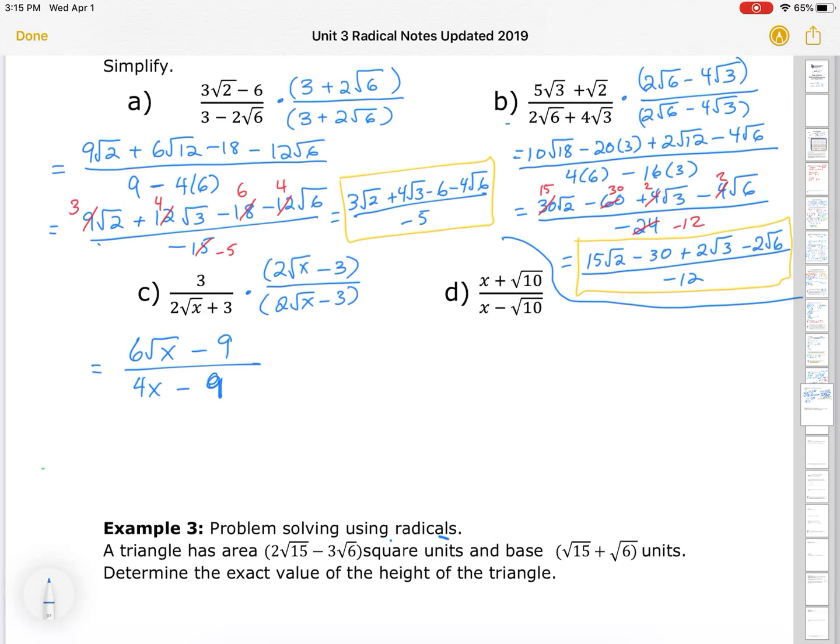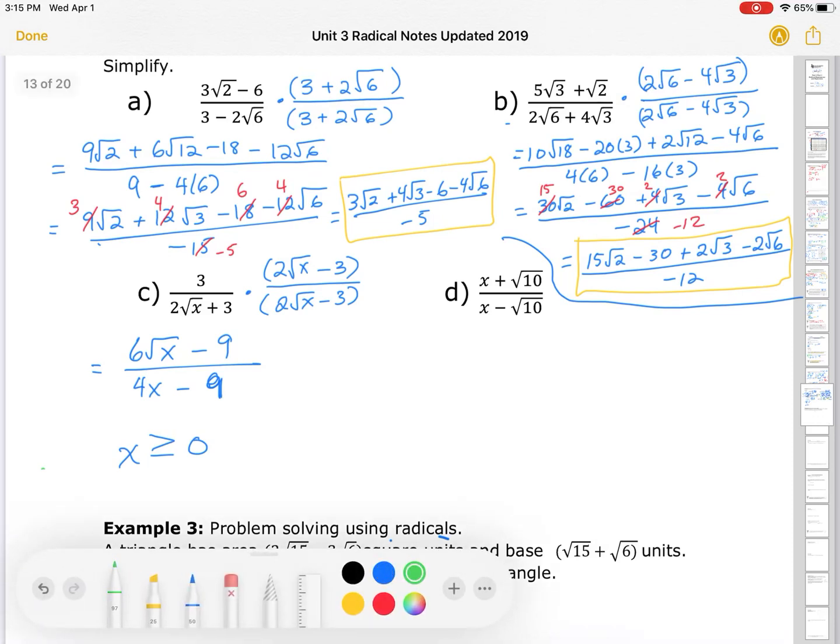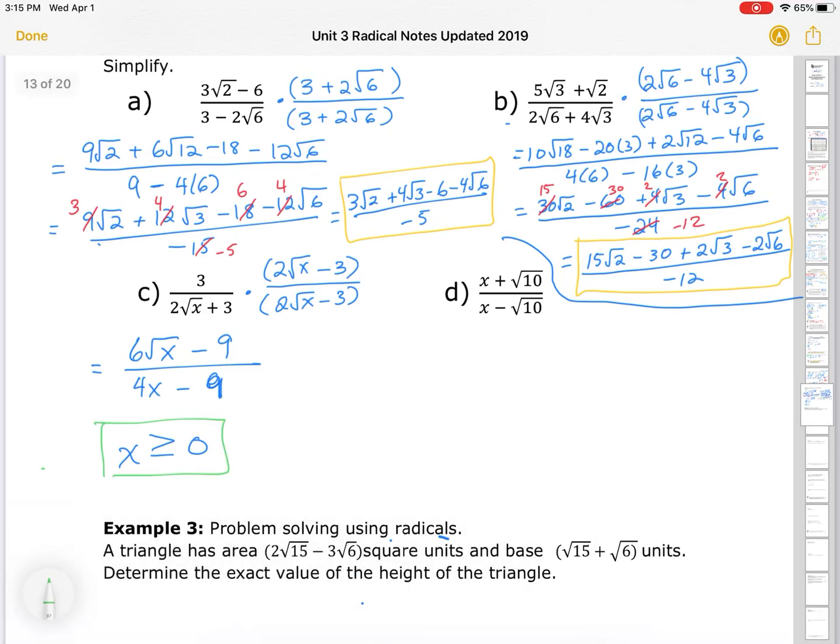Okay? Now, at that point, I don't have any common factors. I do want to point out that we want to make sure that we say that x has to be greater than or equal to 0, because if it's not, we can't have a negative under the radical, so we need to make sure that we've made that limitation there.